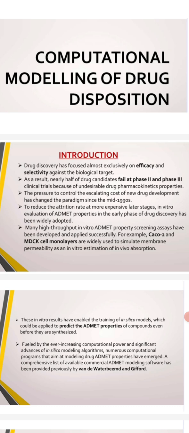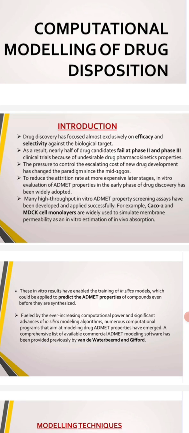Drug discovery has focused almost exclusively on efficacy and selectivity against the biological target. As a result, nearly half of drug candidates fail at phase 2 and phase 3 clinical trials because of undesirable drug pharmacokinetic properties. The pressure to control the escalating cost of new drug development has changed the paradigm since the mid 1990s. To reduce the attrition rate at more expensive later stages, in vitro evaluation of ADMET properties in the early stage of drug discovery has been widely adopted.